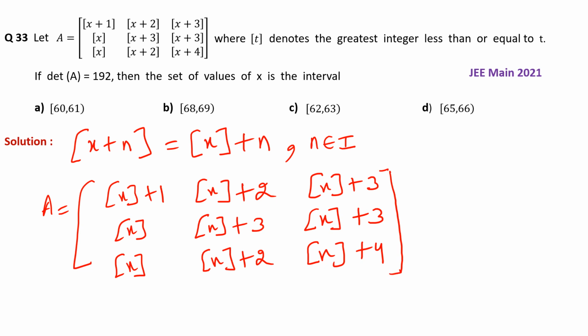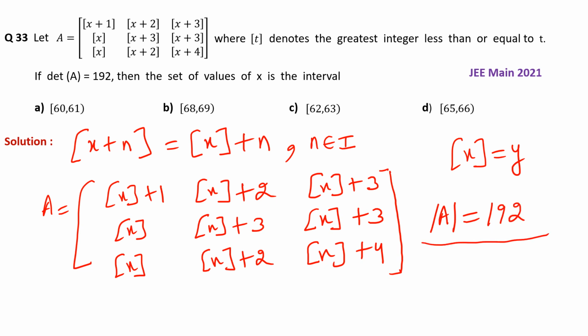Now students, for the sake of convenience, I am putting GIF function of x as y. And now we will put the determinant value of A equal to 192. So now we will expand this determinant and find its value and put it equal to 192 in order to get an equation in terms of y. And then we will solve for the value of y.